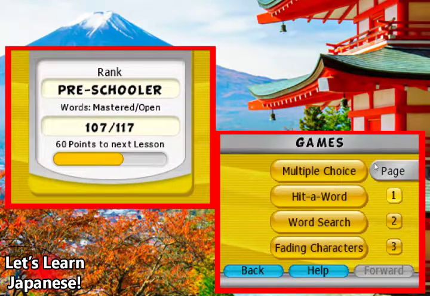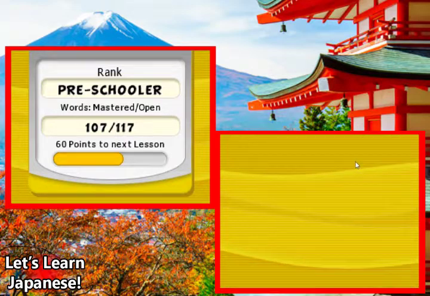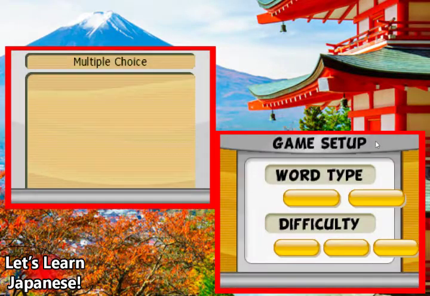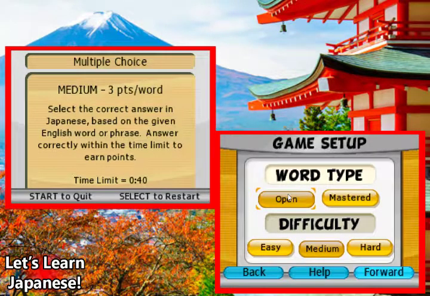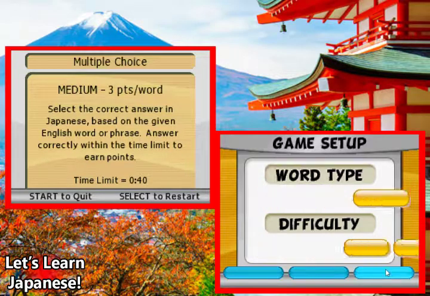So I'm going to do multiple choice. That's just the best game. For word type, we need open, so that's going to be the words that are open for the lesson that we're currently at. So let's just do it again.